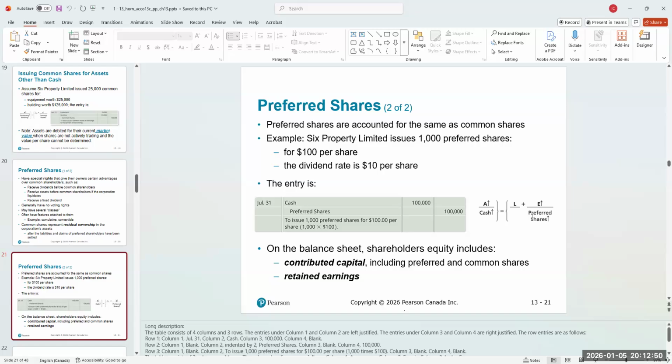Then we're going to make a note that we issued 1,000 preferred shares, which pay a $10 dividend, and we issued them for $100 per share. On the balance sheet, we're going to have contributed capital. Now we're going to have preferred shares, common shares, and the next section will be retained earnings.